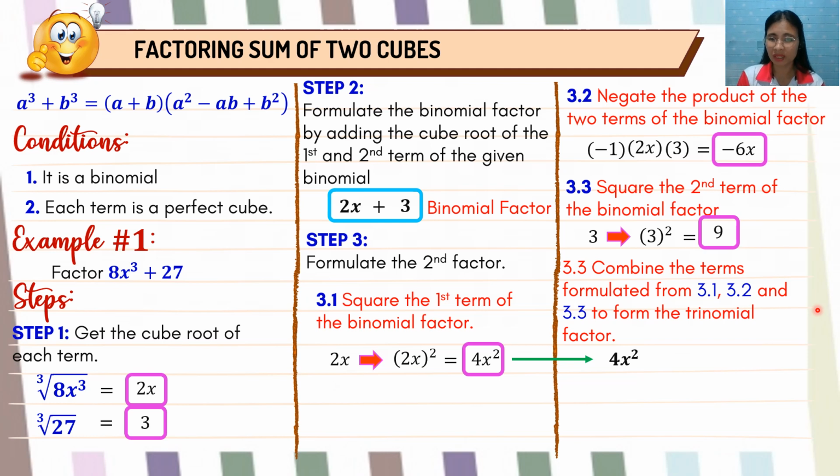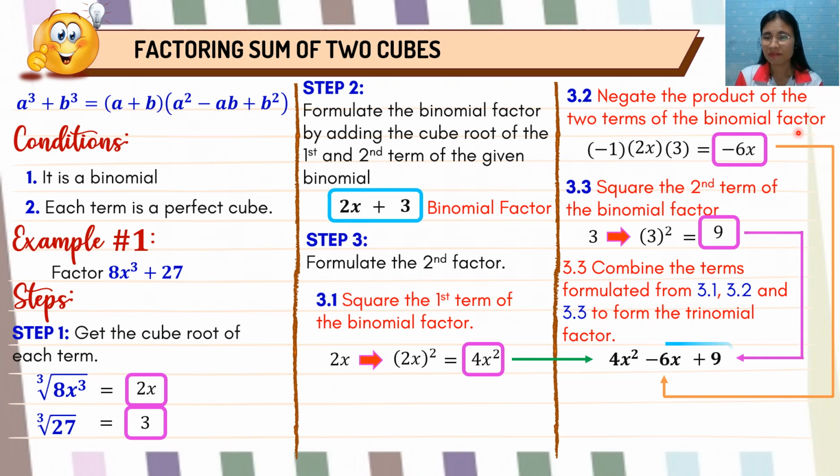Starting with 4x squared, then the second one, which is -6x, followed by the last term, which is positive 9. So this expression now is our trinomial factor.